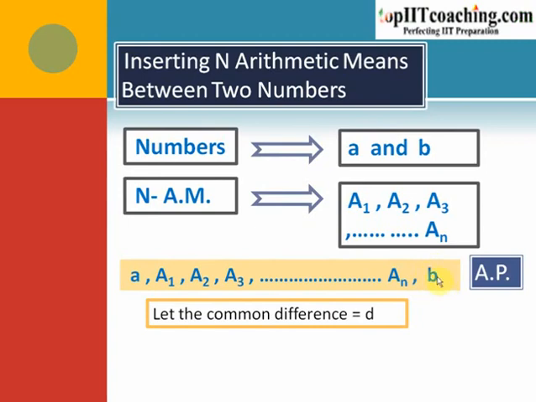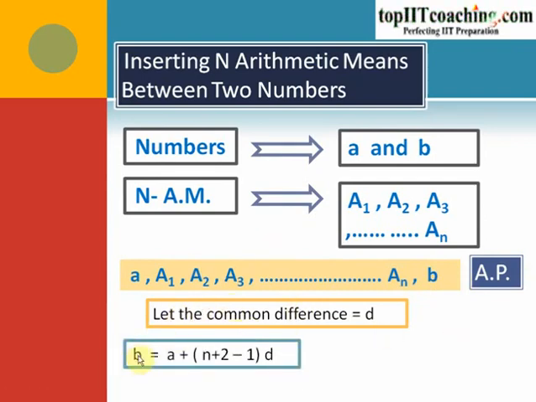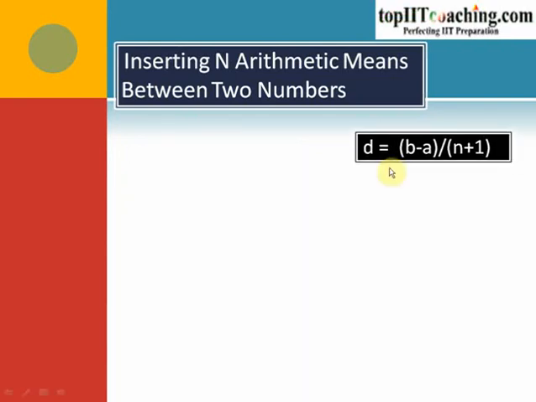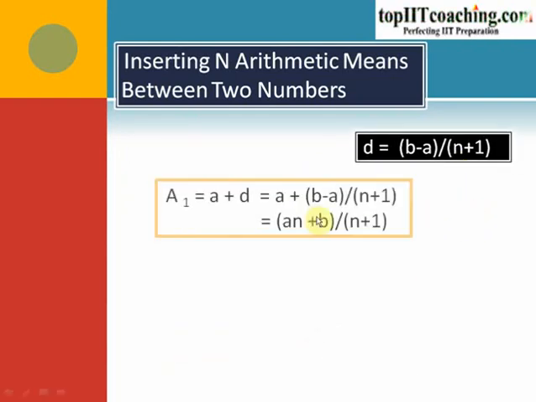Now the last term of this AP is b, the first term is a, and the total number of terms is equal to n plus 2. Also the common difference is d. Therefore we write b equal to a plus (n plus 2 minus 1) into d, and from this we get the value of d equal to (b minus a) divided by (n plus 1). Thus the common difference comes out to be (b minus a) divided by (n plus 1).